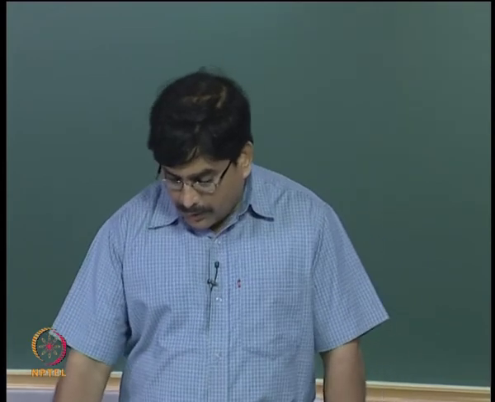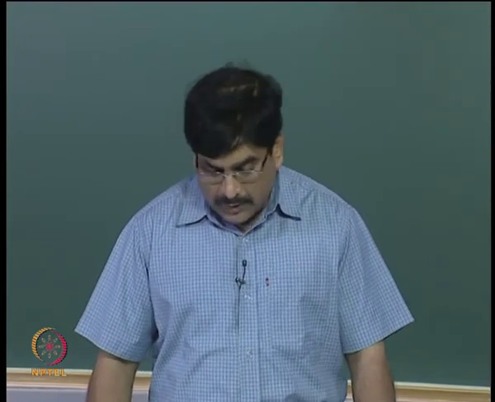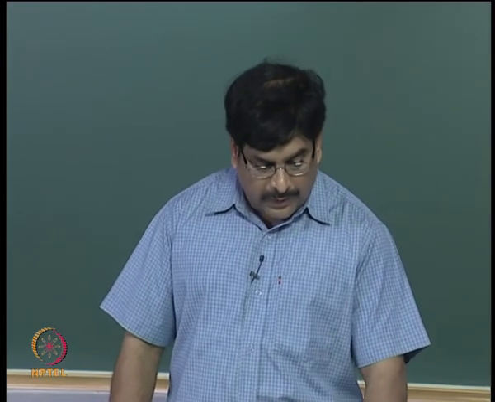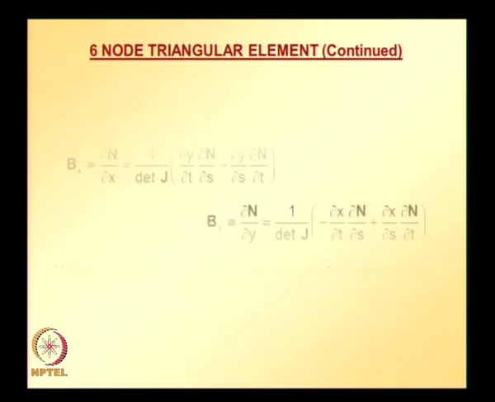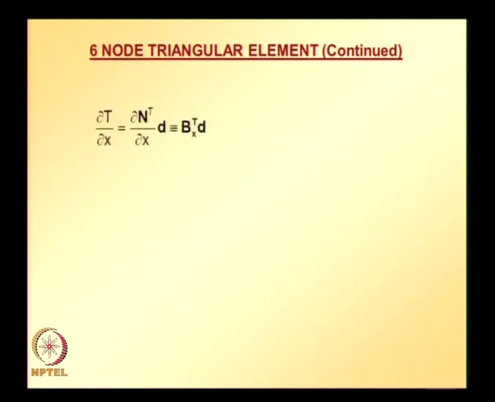So, now using parent element shape functions, the trial solution and its derivatives can be written as follows. So, this is how T can be approximated. T is equal to N transpose D, where N is a vector comprising the shape functions of all 6 nodes, and D comprises the nodal unknowns or nodal parameters, 6 in number, T1 to T6, and this is how we can get the derivative of the trial solution.